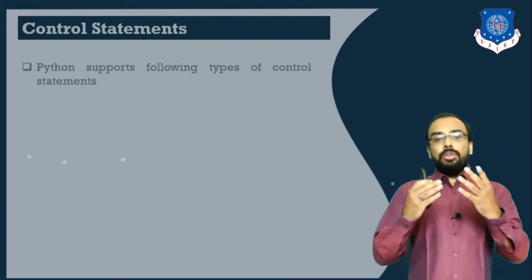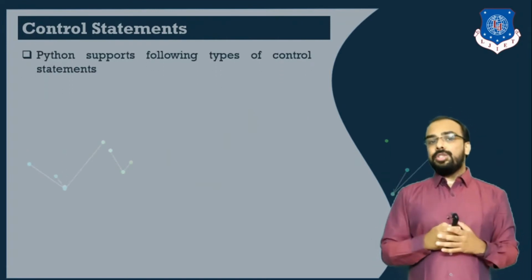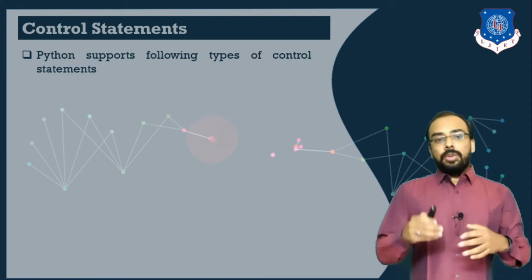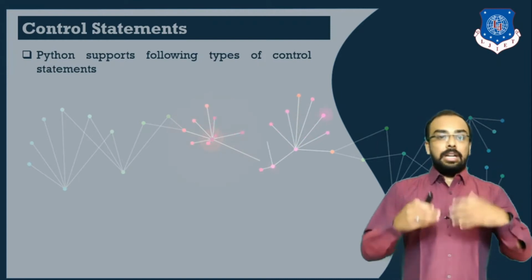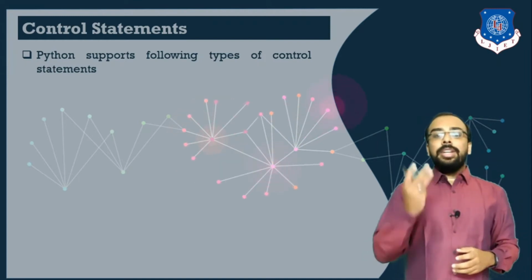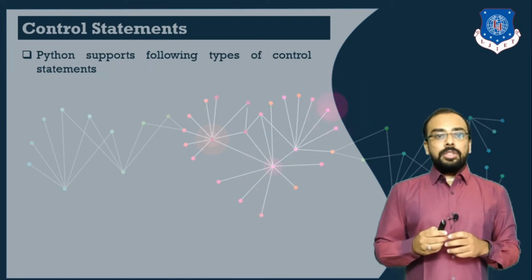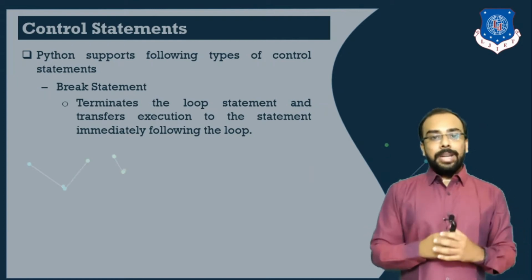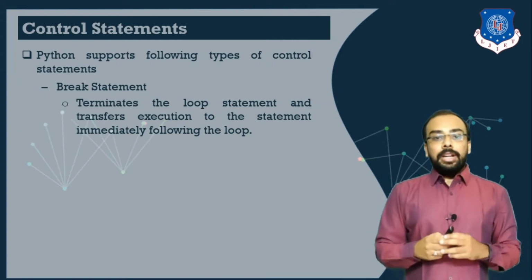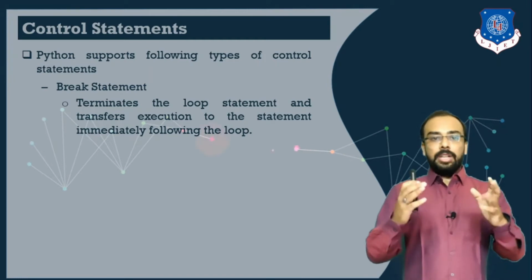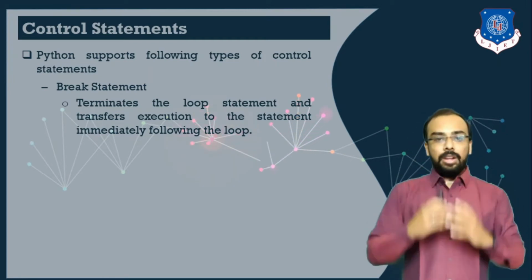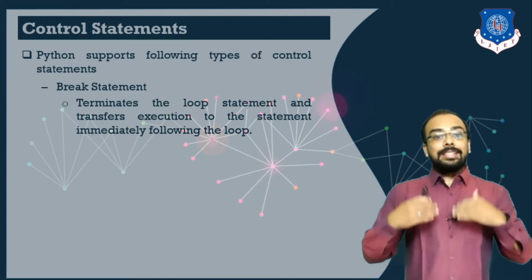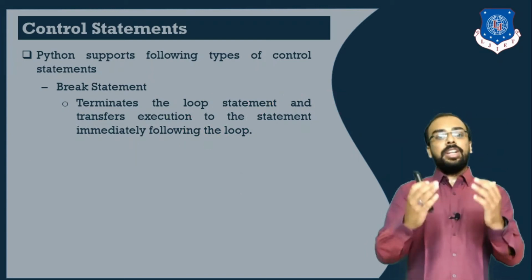Now, what are the different control statements? Why do we require control statements? Sometimes we need to do some typical operations, and at that particular time we have to use control statements. Python provides 3 different control statements. The first control statement is the break statement. What is the significance of the break statement? It will terminate your loop statement. For example, if you have used either a for loop or a while loop, it will terminate your loop and execute exactly the next statement which is written after your loop.